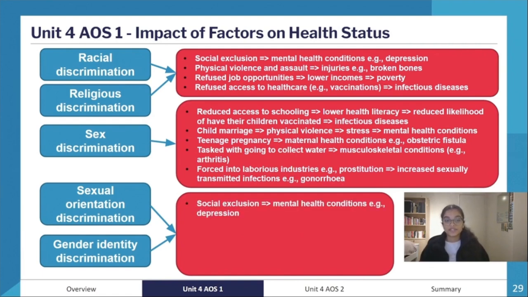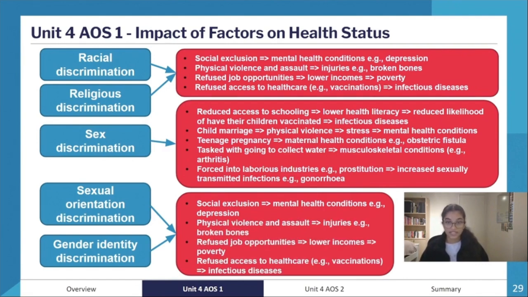And then, as a result of discrimination against LGBTQIA+ individuals, there's going to be social exclusion, physical violence again, refused job opportunities, and refused access to healthcare. Alright, so it's really important that you understand these 5 different subcategories and their impact on health status and burden of disease.